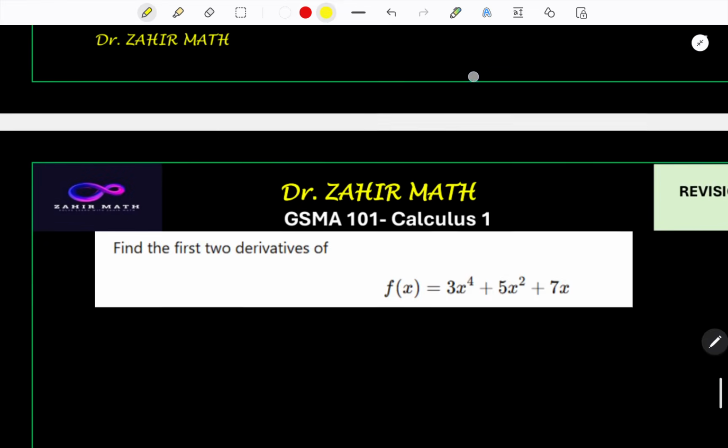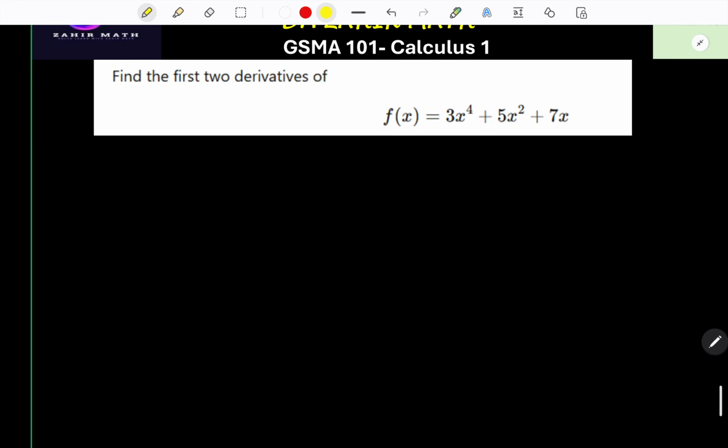Right. So let's go to the next question. Find the first two derivatives. So f of x is equal to 3x to the power of 4 plus 5x squared plus 7x. Okay.